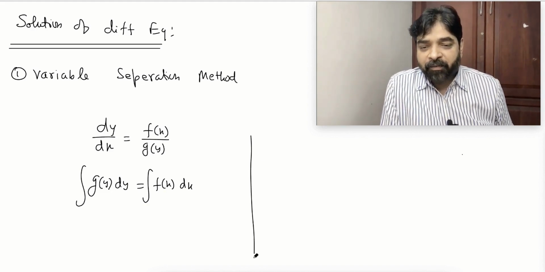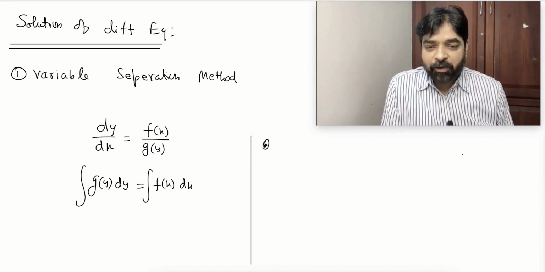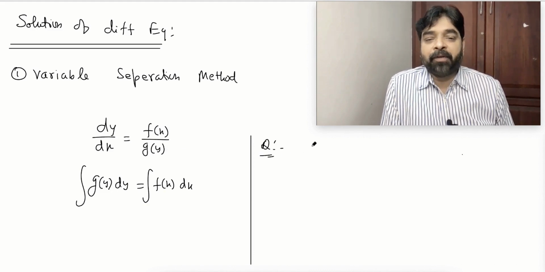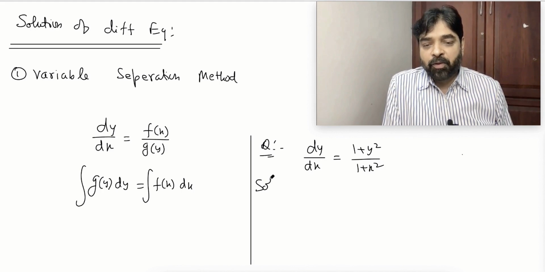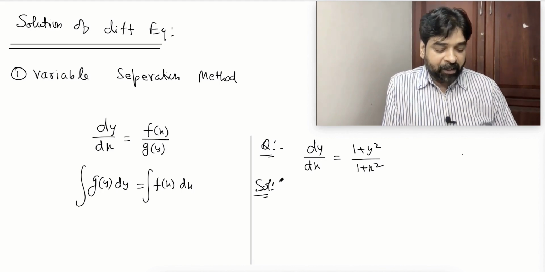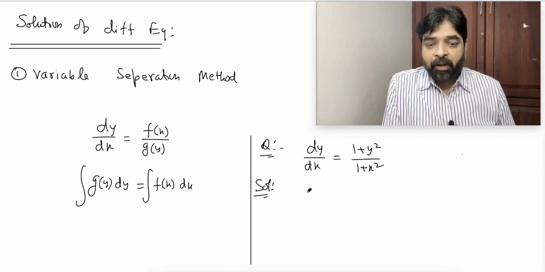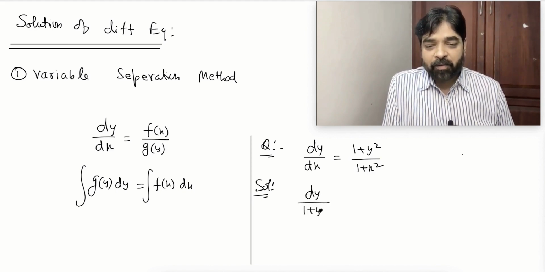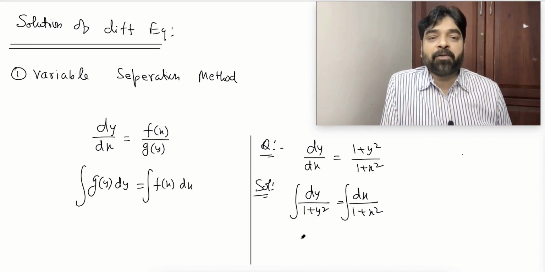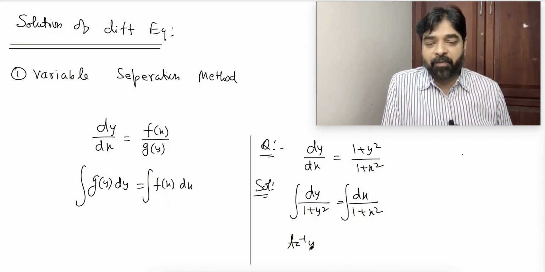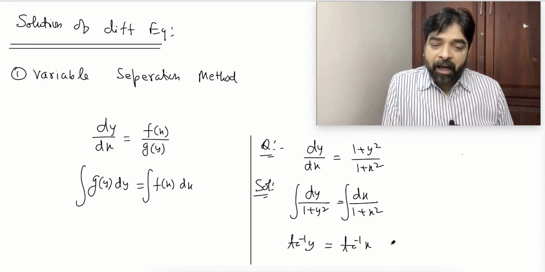So nothing great about it. It's a very simple thing. For example, suppose somebody asks you the question: solve the differential equation dy by dx equal to (1 plus y square) by (1 plus x square). Damn simple question. Here we can easily separate the x variable on one side and the y variable on the other side. So we can say dy by (1 plus y square) will be equal to dx by (1 plus x square). We separated it. Now integrate. dy by (1 plus y square) will become tan inverse y, and this will be equal to tan inverse x plus c.